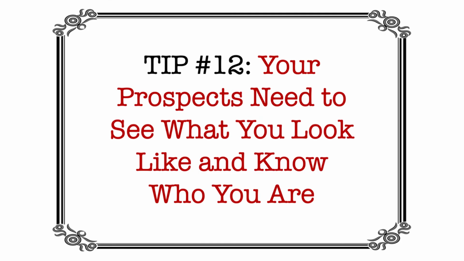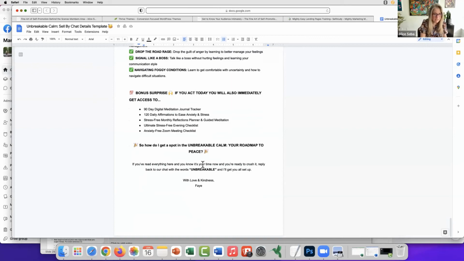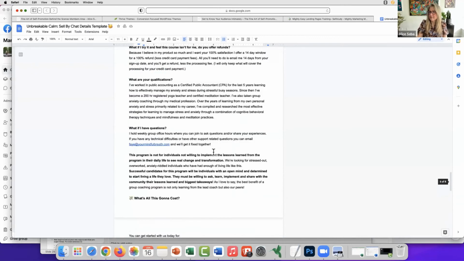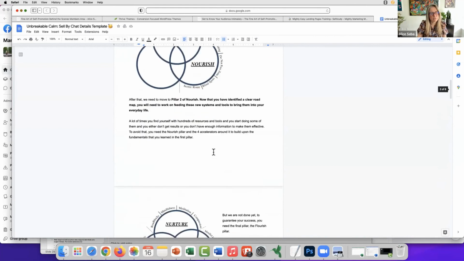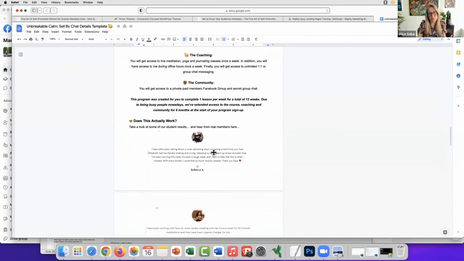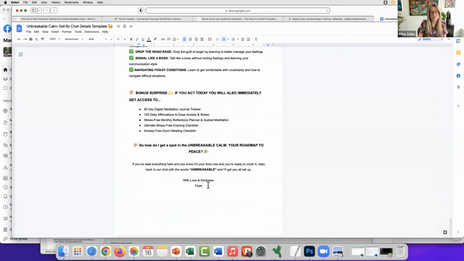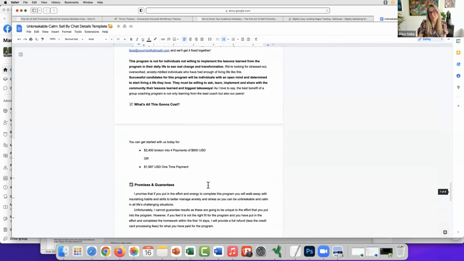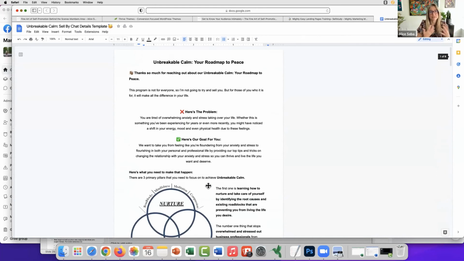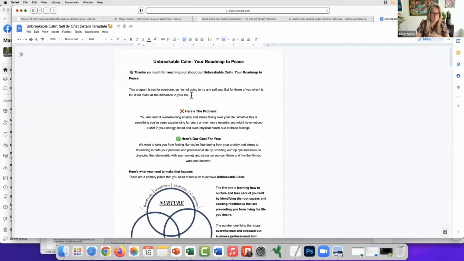Tip number 12, your prospects need to see what you look like and know who you are. All right. And so I assume there's no picture of Faye in here. We don't learn about Faye, but I assume that if someone has already expressed interest, they know who she is. I would, at the very least, end it with a picture of yourself and make it a little more personal. I would probably put the picture up top and say, hey, I'm really glad that you decided to do this. And this stuff that she has up here, introduce myself briefly, at least. If they don't have a lot of information about you, you need to put your qualifications.